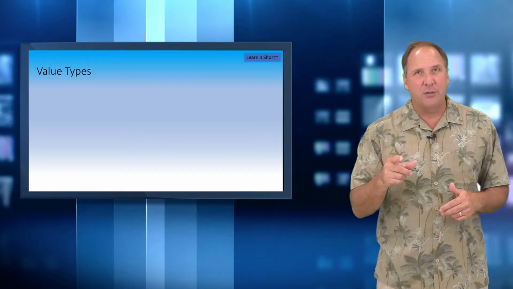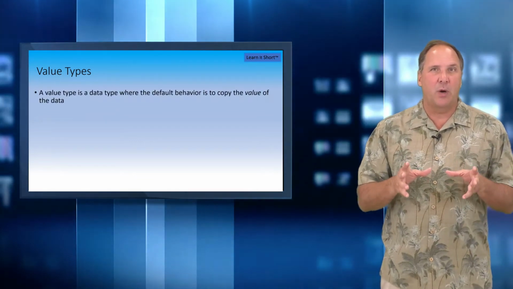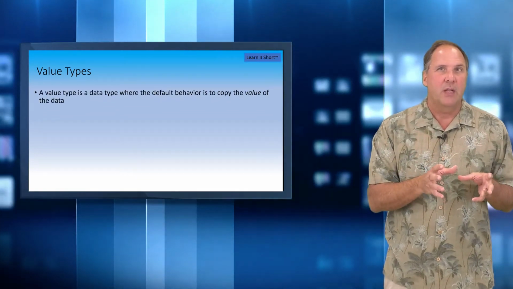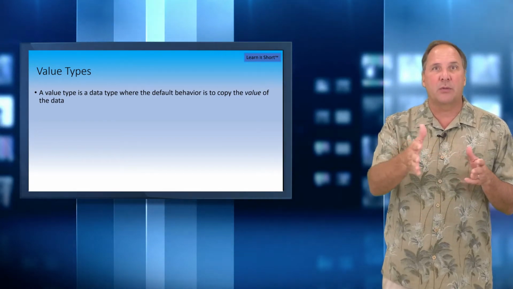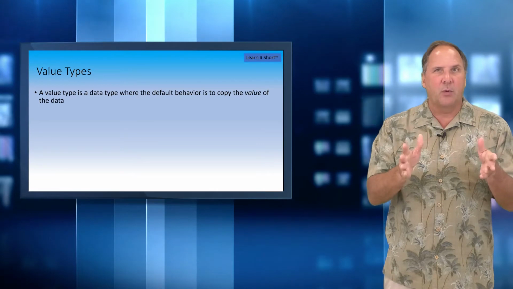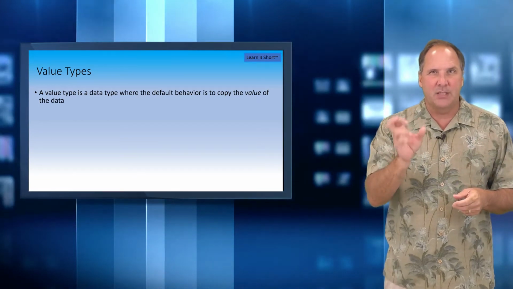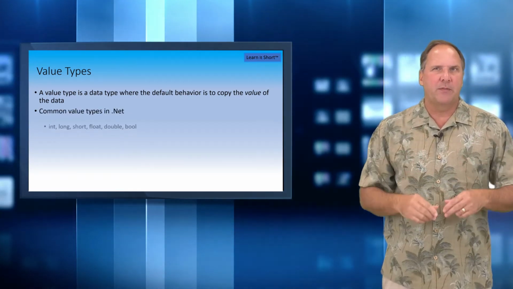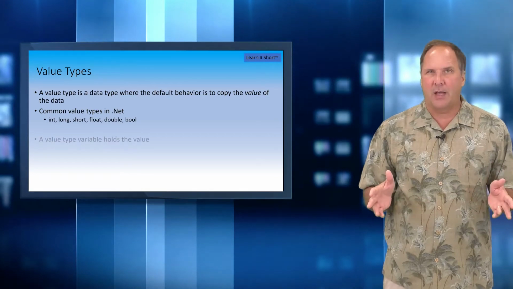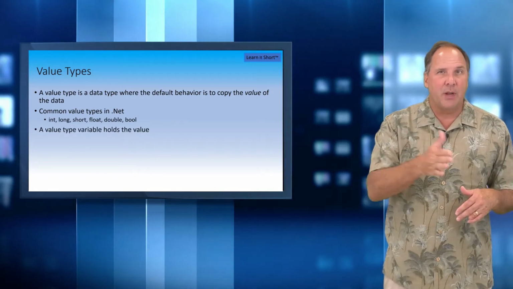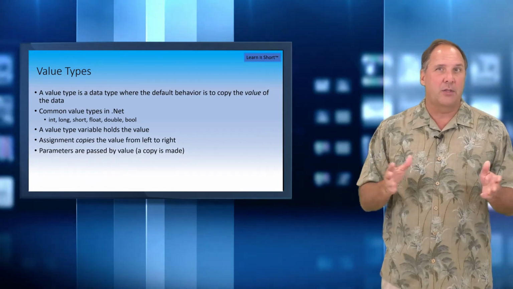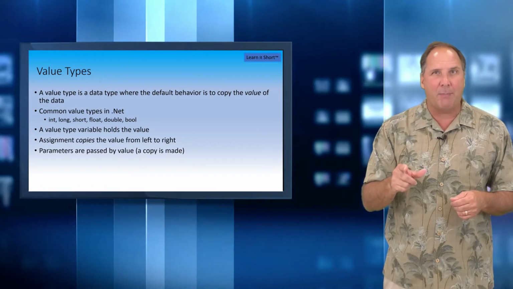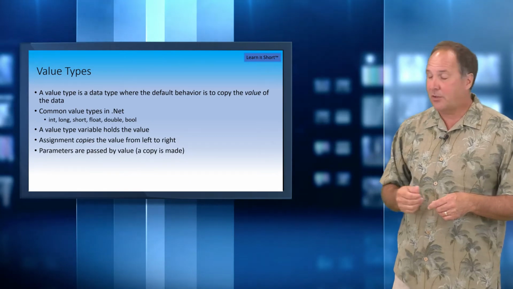All right, a value type is a data type where the default behavior is to copy the value of the data whenever we pass it or assign it to a variable. In other words, the variable is the data. The primitive types in .NET are value types. So assignment operations and passing to other methods are done by value. A copy is made. Let's look at an example.